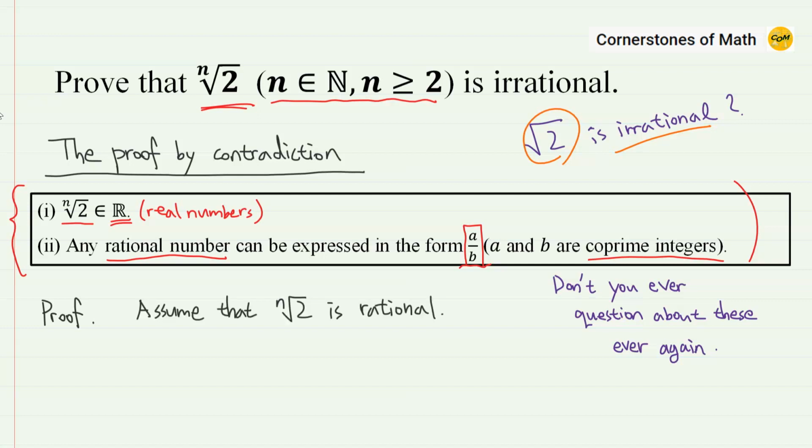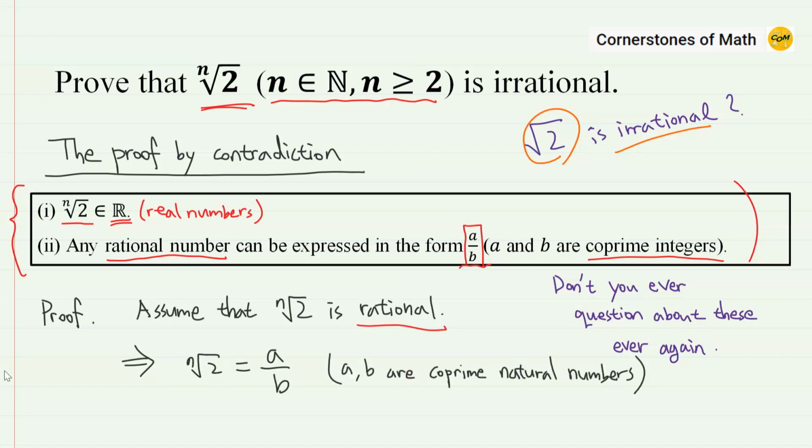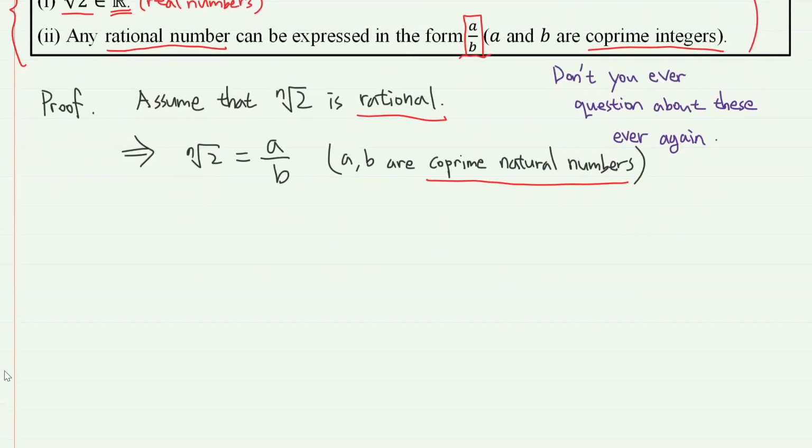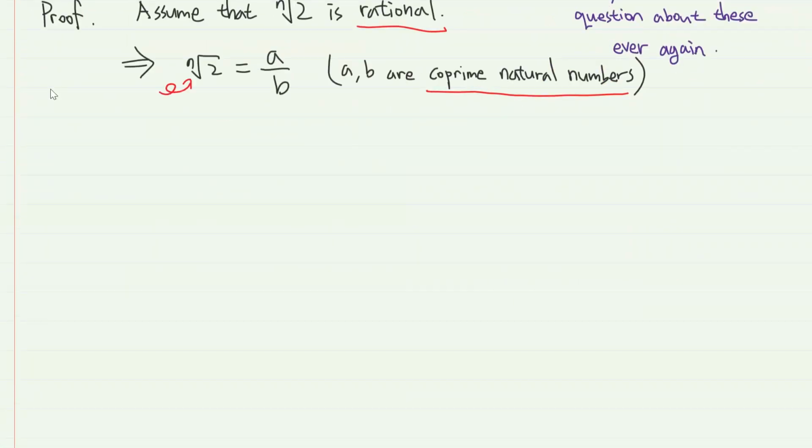So first, assume that the nth root of 2 is rational. Then, the nth root of 2 can be expressed as a over b, where a and b are co-prime integers, but since we are dealing with positive numbers, let's just say co-prime natural numbers. Now, in order to remove this nth radical, we raise both sides to the power of n. Then, 2 equals a to the power of n over b to the power of n. Therefore, a to the power of n equals 2 times b to the power of n.